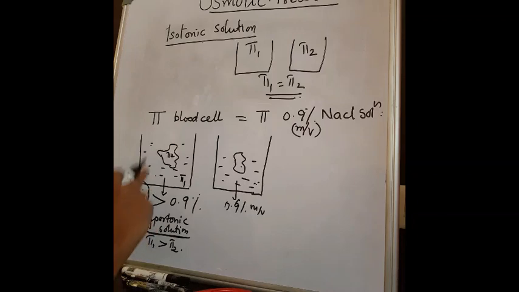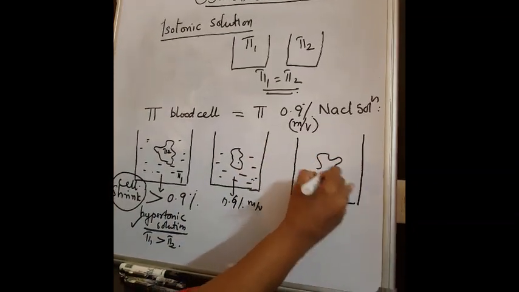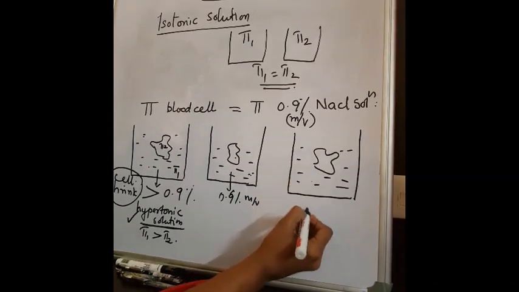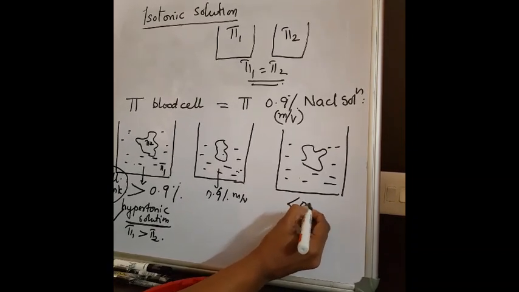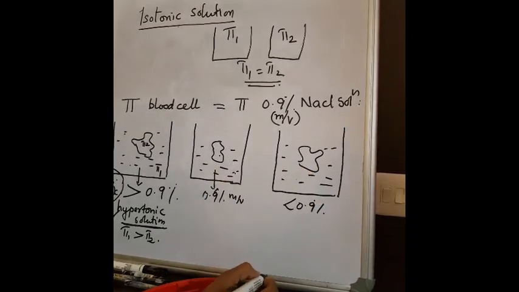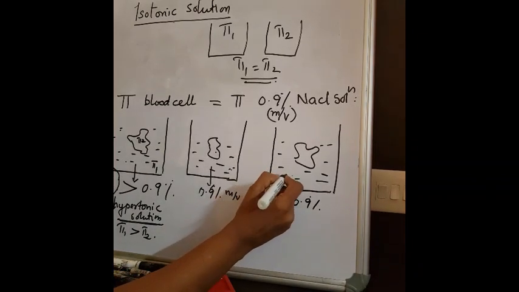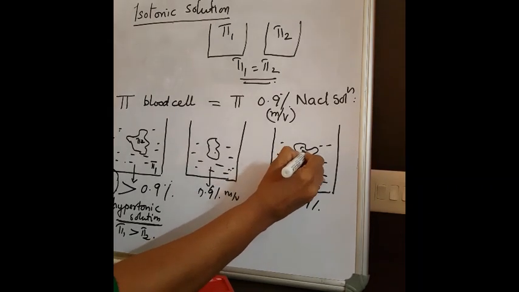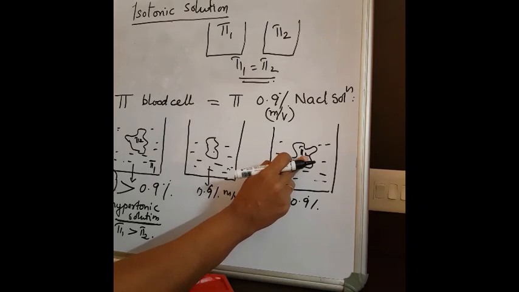Okay. Now, we will see the second case. That means, if a cell is dipped in an NaCl solution whose concentration is less than 0.9%, what will happen? You know, here the concentration is lesser, correct? The concentration is less here, and here the concentration is greater. I am talking about the solute concentration, correct? Now, what will happen?